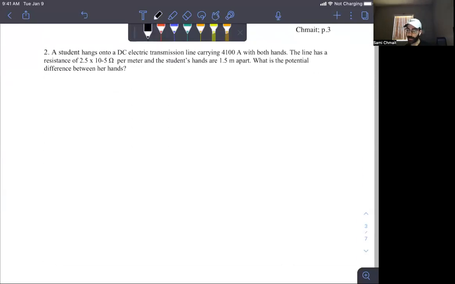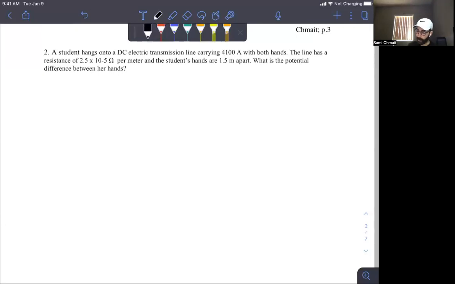a student hangs onto a DC current transmission line carrying that amount of current with both hands. The line has a resistance of 2.5 times 10 to the minus 5 per meter. So, that should be superscript, sorry about that. Per meter, and the student's hands are 1.5 meters apart. What is the potential difference between her hands?